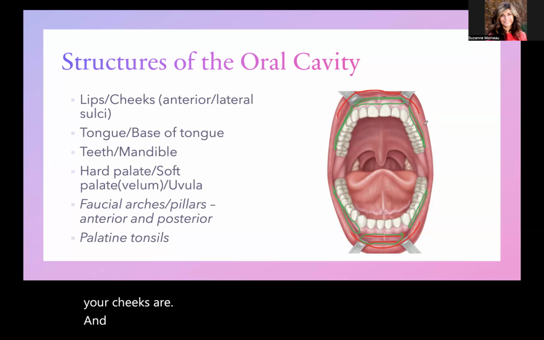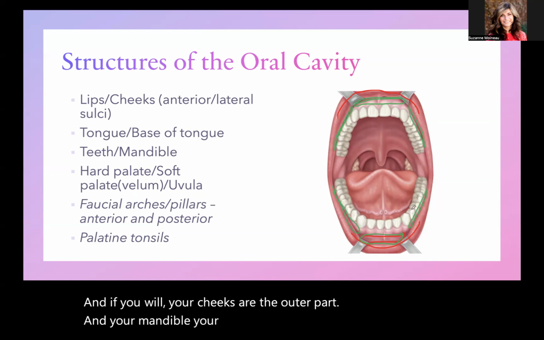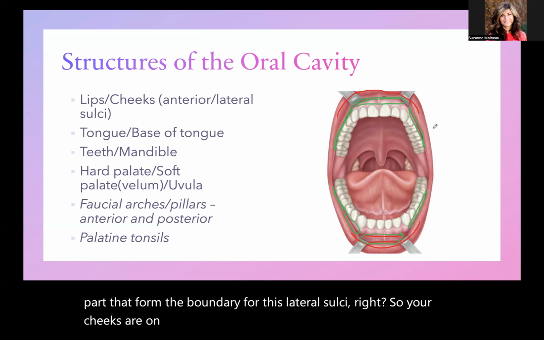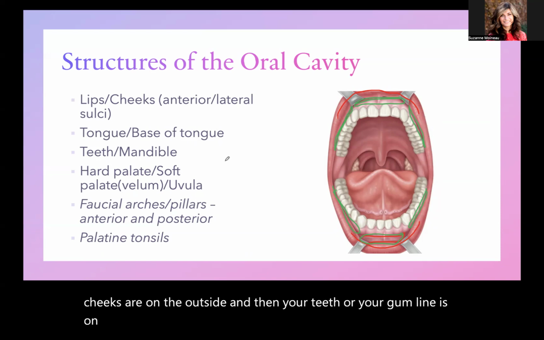And if you will, your cheeks are the outer part, and your mandible, your maxilla and your mandible are the inner part that form the boundary for this lateral sulci, right? So your cheeks are on the outside, and then your teeth or your gum line is on the inside.